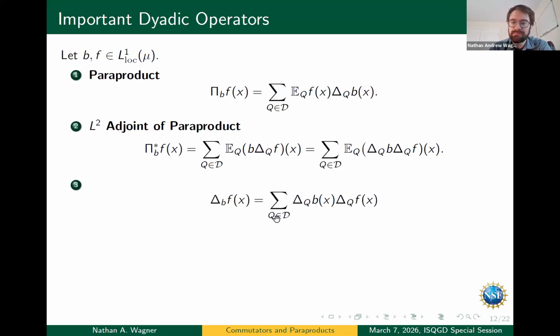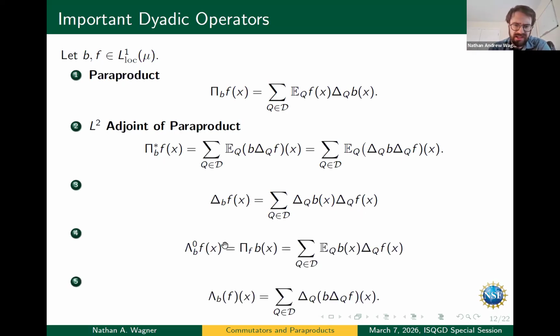There's this diagonal operator delta b, which comes from the diagonal terms in the product expansion. And here we have delta_Q b, delta_Q f. That's why it's diagonal. And there's a couple of other operators that are relevant. This one here is equal to pi_f b, so we interchange the roles of b and f in the original paraproduct definition. Now I have an expectation on b and a martingale difference on f, as opposed to the reverse. And then there's also this dyadic operator, lambda b, that shows up as well when you look at certain terms.